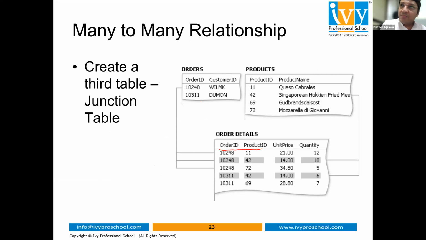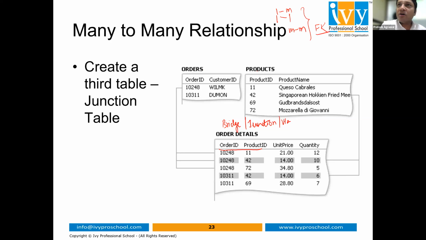Order details table is a bridge table between orders table and products table. And the reason why we need this bridge table, or the junction table, is, if you remember yesterday, I told you that there are 3 types of relationship: one to one, one to many, and many to many. And these relationship types help you to figure out where the foreign key should be placed.